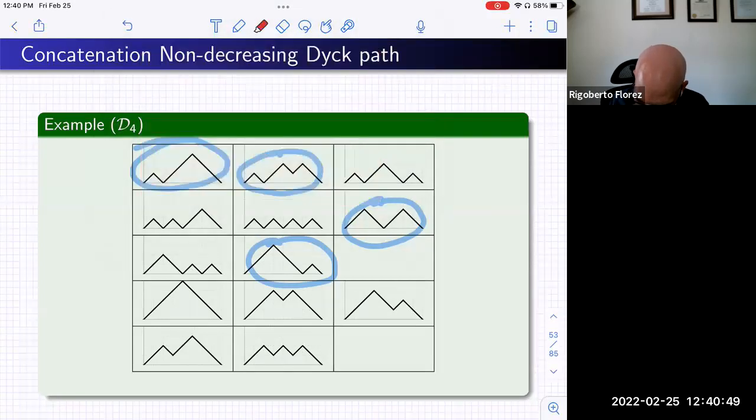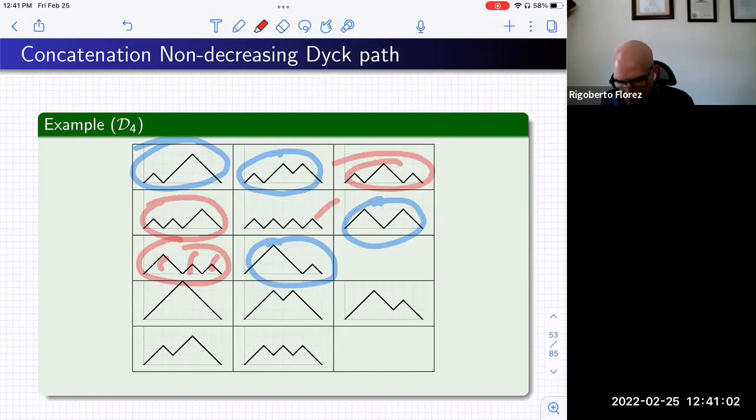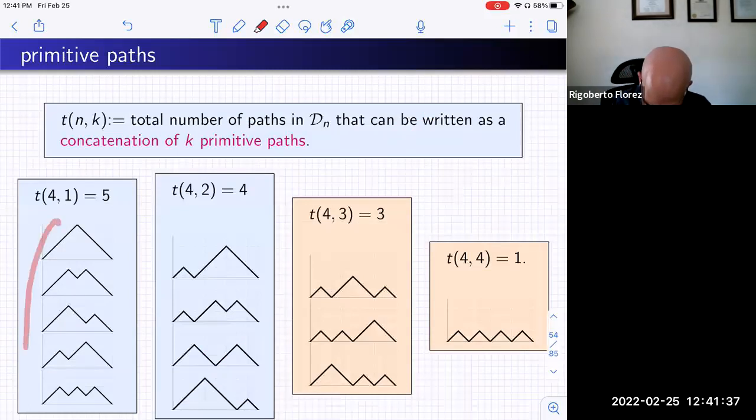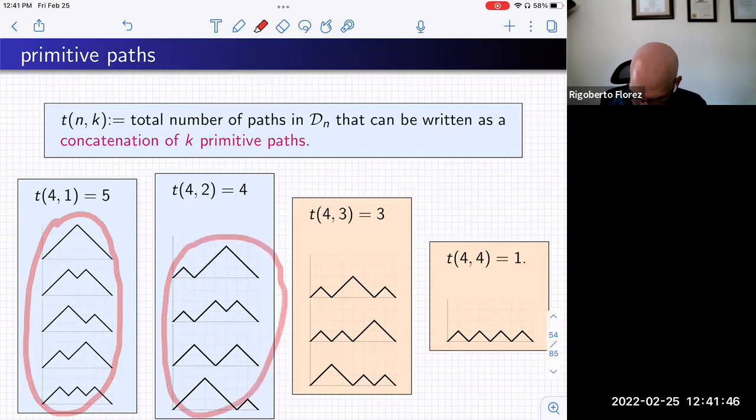Okay, let's see. Let me change the color here. How many of 3? 1, 2, 3. 1, 2, 3. And 1 of 4. So the question is, how can we count how many non-decreasing paths are just primitive like this, right? No valleys at the ground level. Or how many with one valley, I mean, 2 primitives, right? We organize here: with one primitive path is 5, 2 primitive paths 4, 3 primitive paths 3, and 4 primitive paths 1.